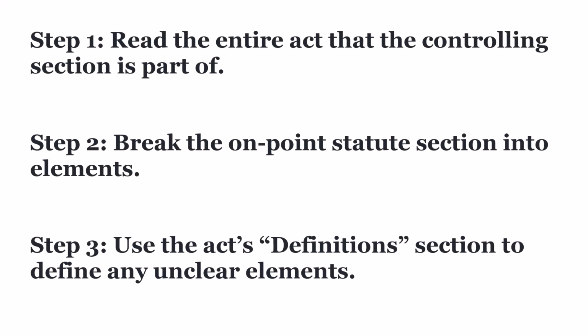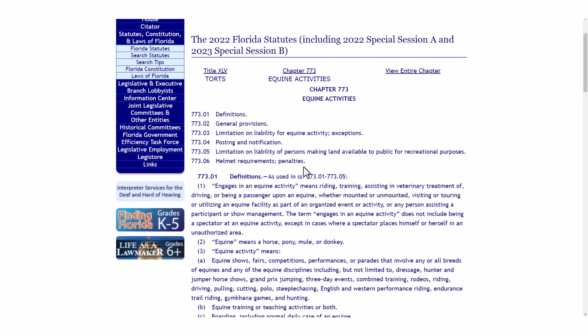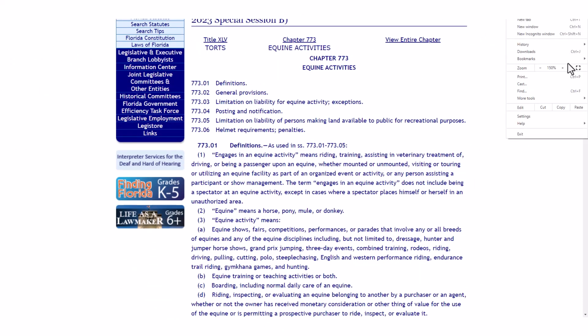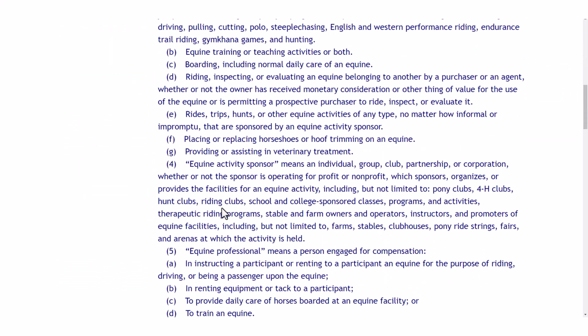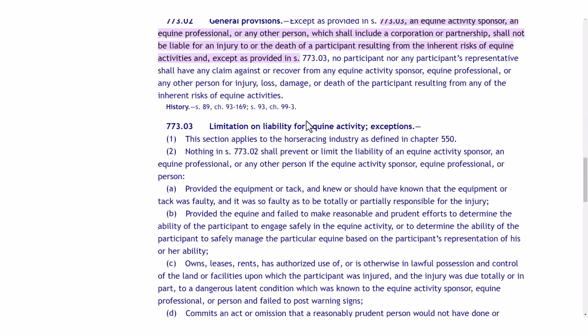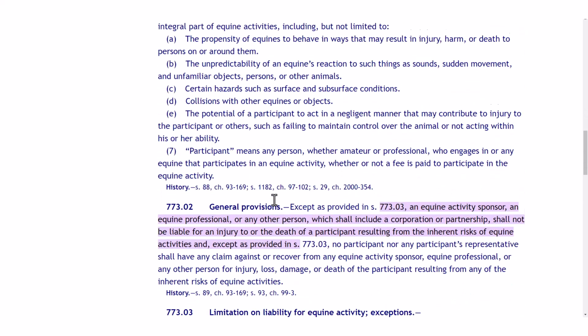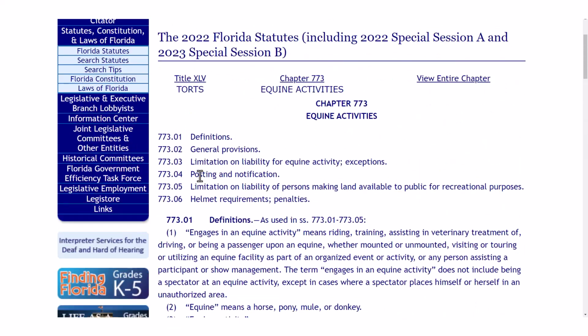So to do that, use the table of contents. Step 1 we accomplish by doing the table of contents. So here on the Florida Statutes website, let me make this a little bit bigger. You see that we're down here in section 3, limitation on liability for equine activity. But we can see from the table of contents all of these different sections, and we would need to read all of those different sections and understand them. That's pretty much step 1.